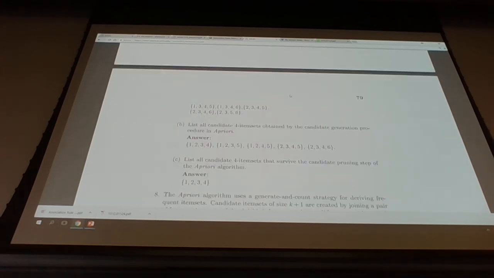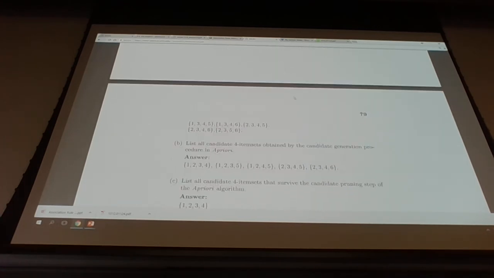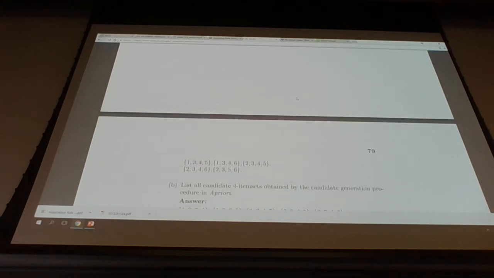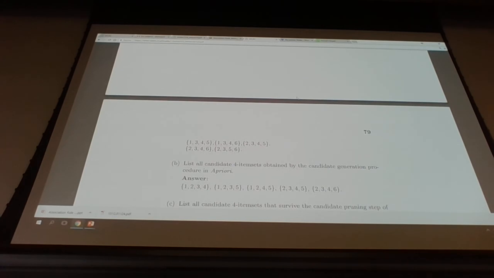And then there is a different algorithm. List all candidate 4-item sets obtained by the candidate generation procedure in Apriori. So remember we used that Apriori algorithm, right? What was that Apriori algorithm? We did a pruning, right?